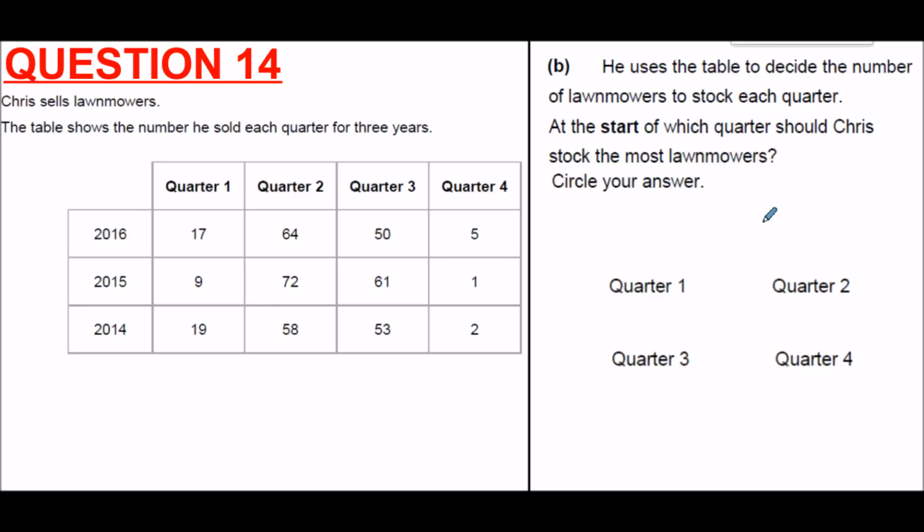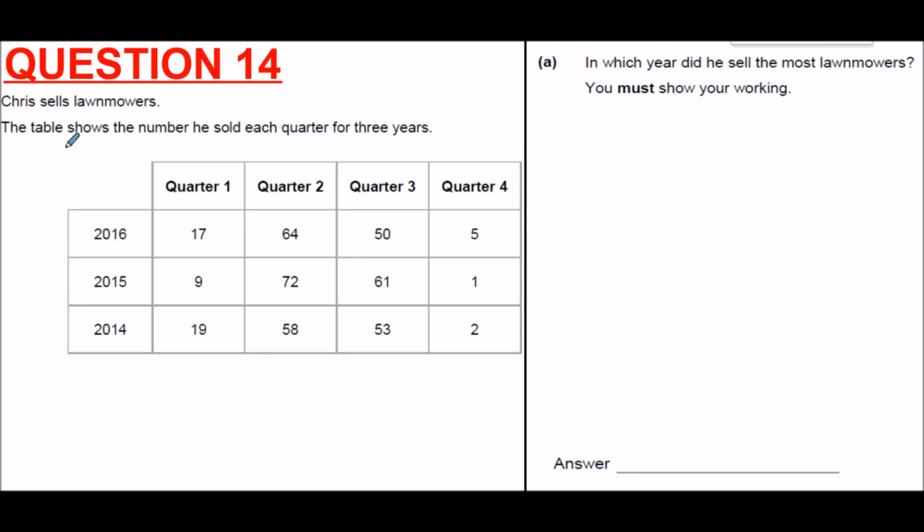Question 14 is about Chris, who sells lawnmowers, and the table shows the number of lawnmowers he sold each quarter for 3 years. Quarter means just times of the year, so there's 4 quarters in each year. So what we need to do first of all, using this table, is to have a look at the different years. So we've got 2016, 2015, 2014. For part A, we're asked in which year did he sell the most lawnmowers? You must show your working.